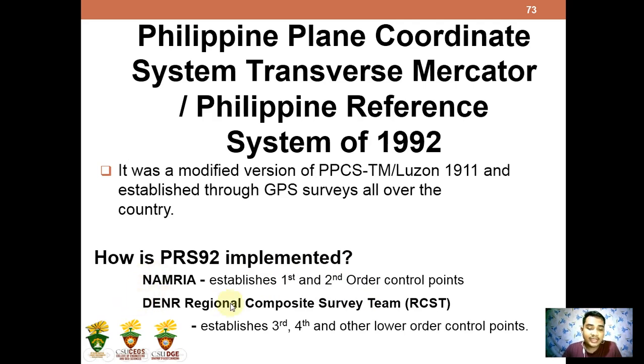And the DENR Regional Composite Survey Team or RCST, sila na pod ang mag-establish sa third and fourth and other lower order control points, which is ang ginagamit for land surveys, property surveys, and all kinds of surveys, basta pasok lang sa lower order ng control points. But for the first and second order, si NAMRIA dyan siya.